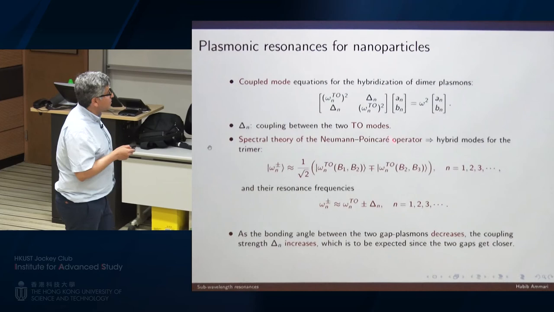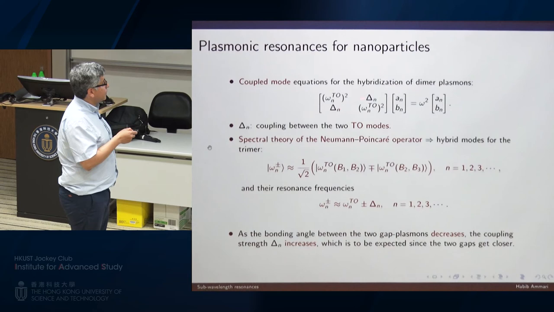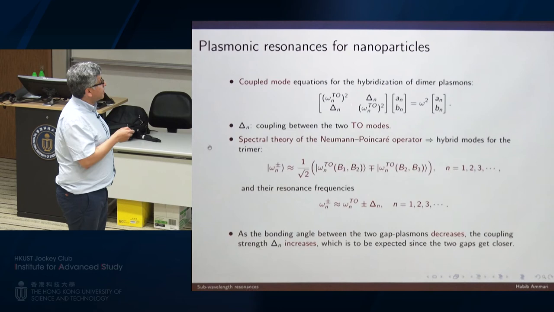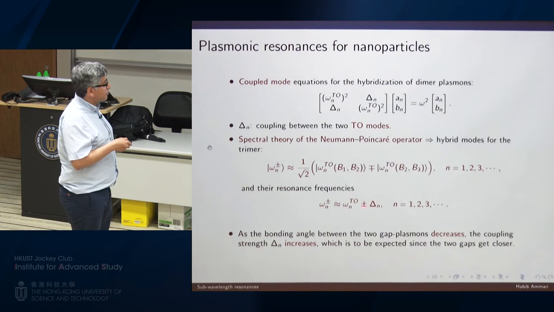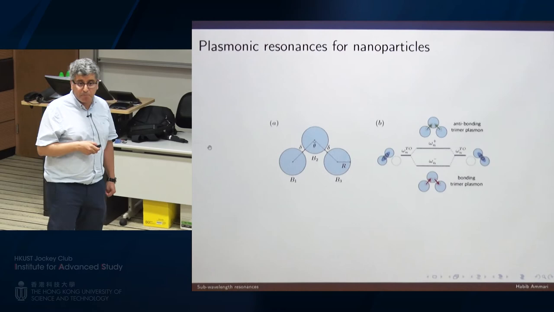Everything is based on the spectral theory of the Neumann-Poincaré operator. This one we know, we can compute. This one we can compute. And the resonant frequency of this trimer is this dimer mode perturbed plus minus the coupling delta_n. This is approximately what you get from this formula. That is the frequency, and the corresponding mode is just a linear combination of these dimer modes here. We call them gap plasmon modes.